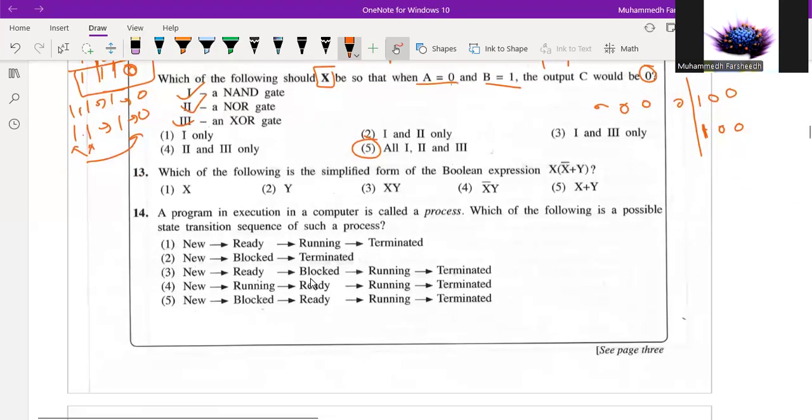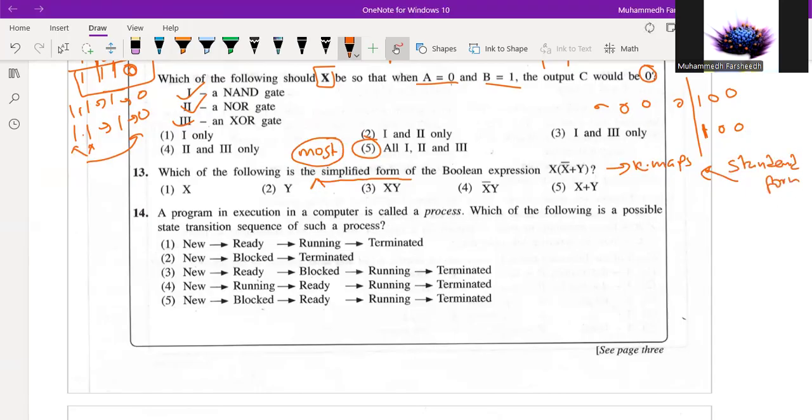Good. Question number 13. Which of the following is the simplified form of the Boolean expression? Okay. If they ask in the question for the most simplified form, you have to go for K-maps. And to go for K-maps, you should have the equation in standard form, which means the expression should be in SOP or POS.